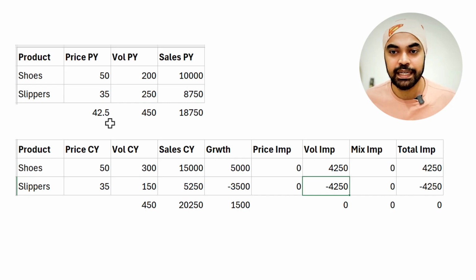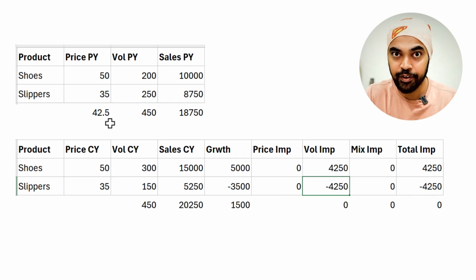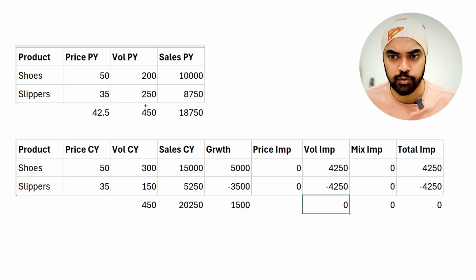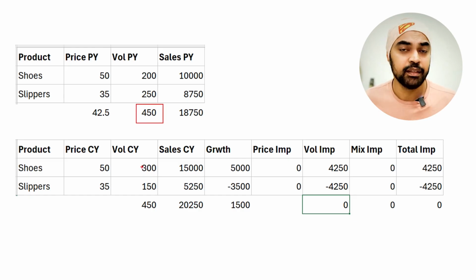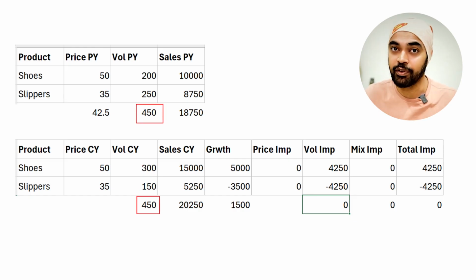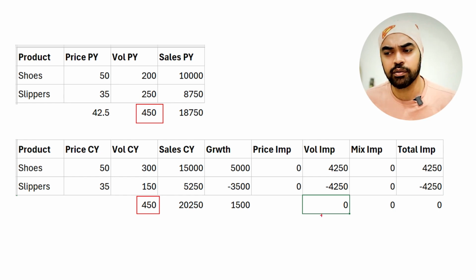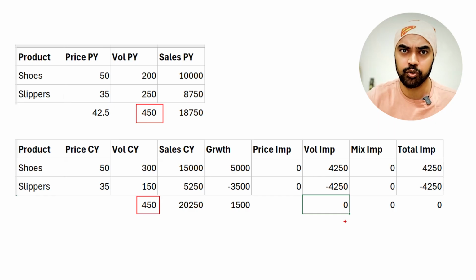And now you're going to see that because I'm multiplying that with the average or the base price, which is an average of last year, my volume doesn't reflect growth, because the total volume of last year was 450. The volume of the current year at the total level when I have multiple products is again 450. So I have not made any change when it comes to total volumes in the current year. So hence the volume impact is zero.